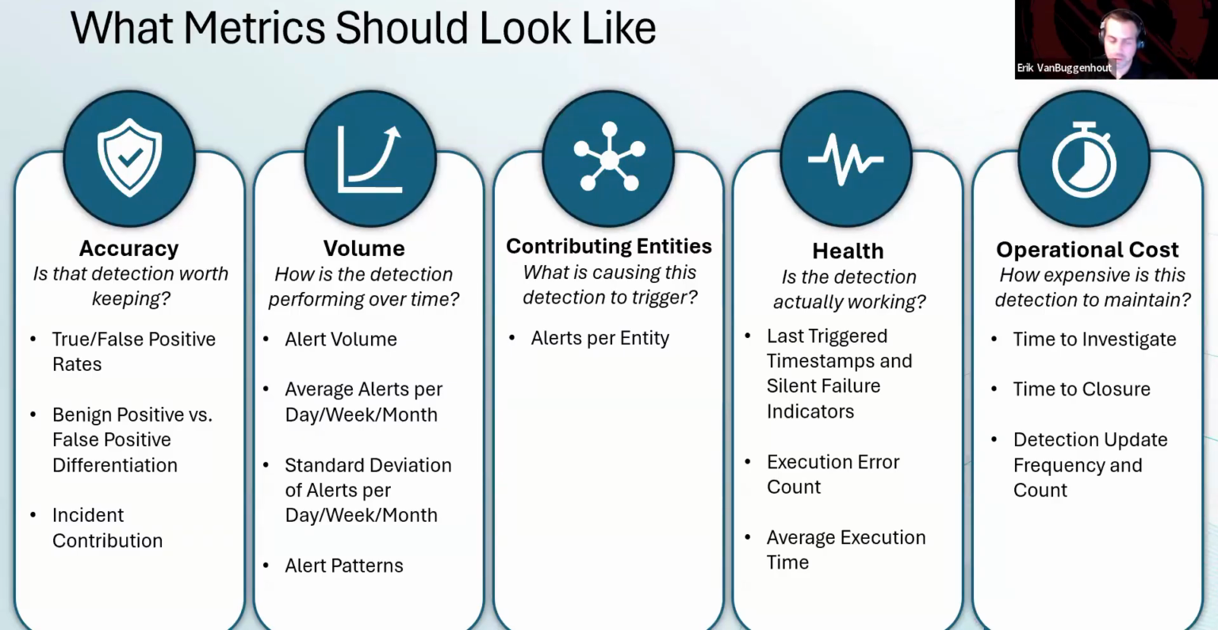So how many alerts do we get from this rule? What's the average? Do we see that there's suddenly a shift, is the baseline off? Is it moving? Is it normally 200 alerts per week, but now it's 2,000? That's a problem. There's something going on. So patterns really in the alerting.